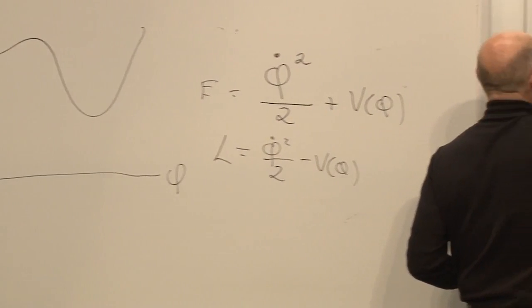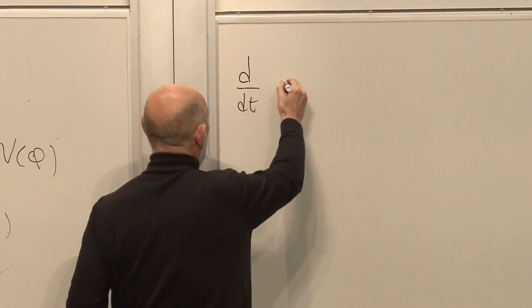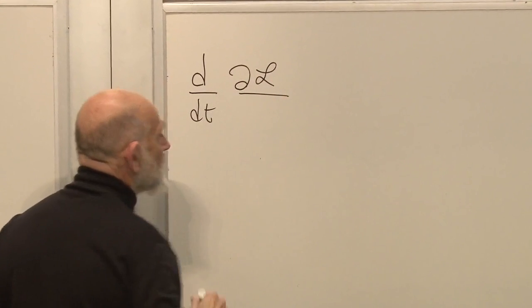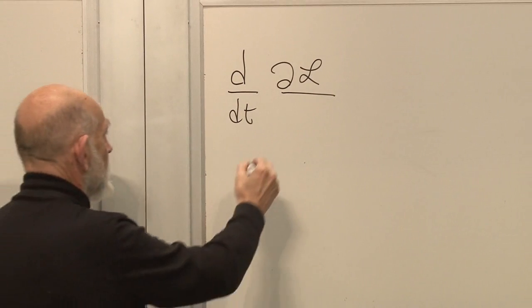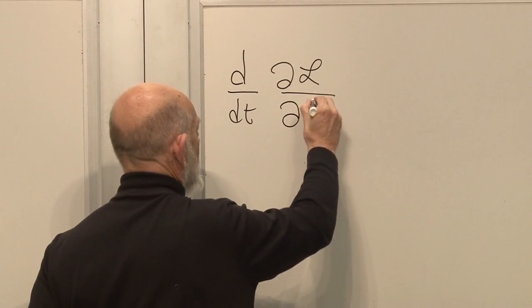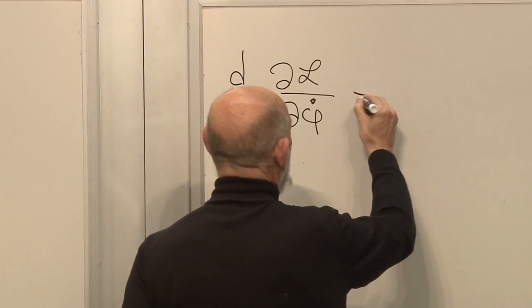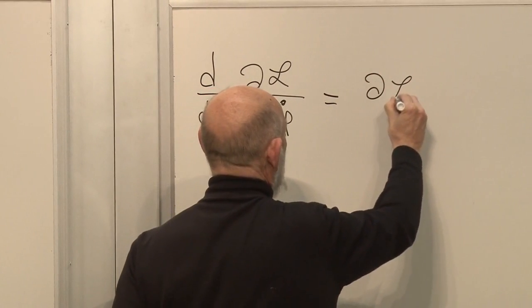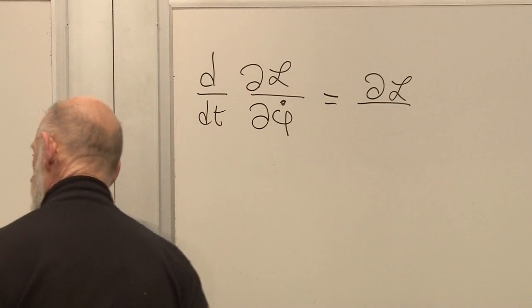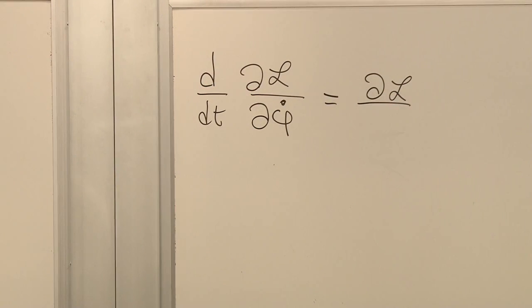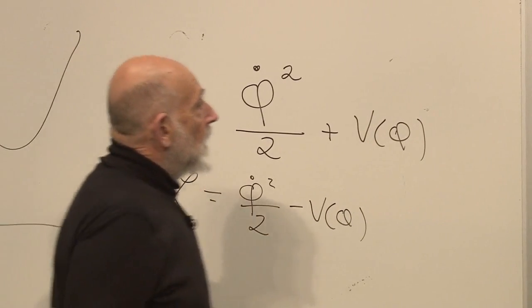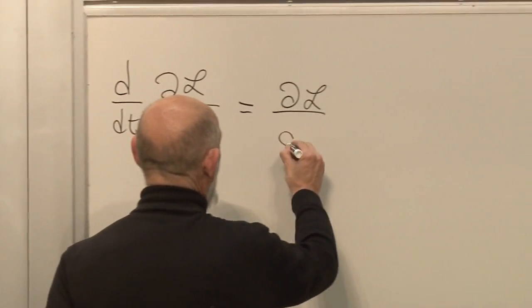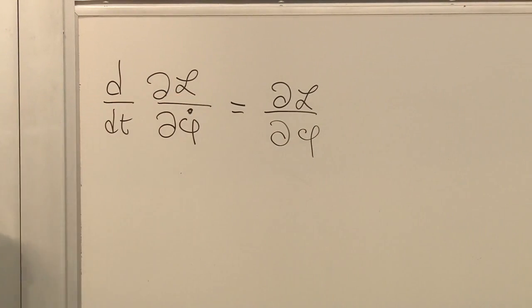They look like d by dt of the derivative of the Lagrangian with respect to the velocity. In this case, the velocity is phi dot. Is equal to the derivative of the Lagrangian. Why am I calling it script L? If I'm going to call it script L, let's continue to call it script L over here, or script L over here. Minus the derivative of the Lagrangian with respect to the coordinate. That's Lagrange's equations.